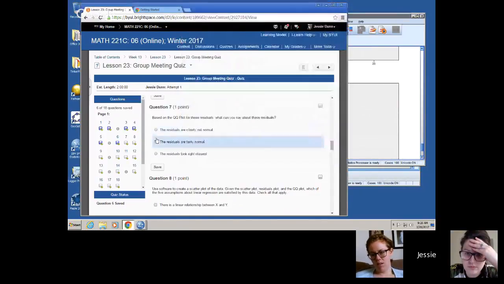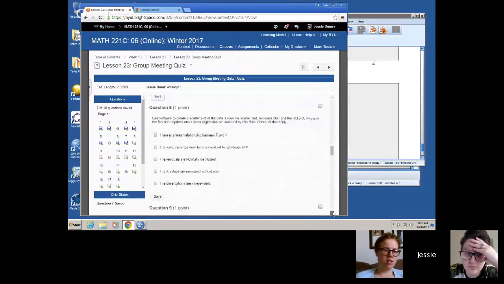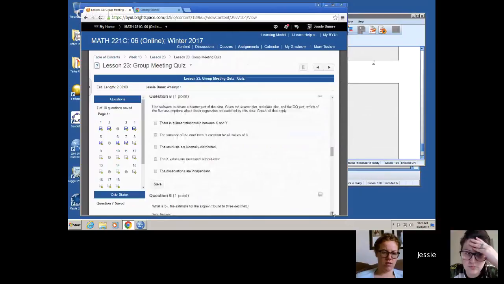Okay. And then 8, use software to create a scatter plot of data given the scatter plot, residuals plot and the QQ plot. Which of the 5 assumptions about linear regression are satisfied by this data? Check all that apply. There is a linear relationship between x and y. That is correct. The variance of the error term is constant for all values of x. Yeah, it is. They are all constant. That means it's not a weird shape.